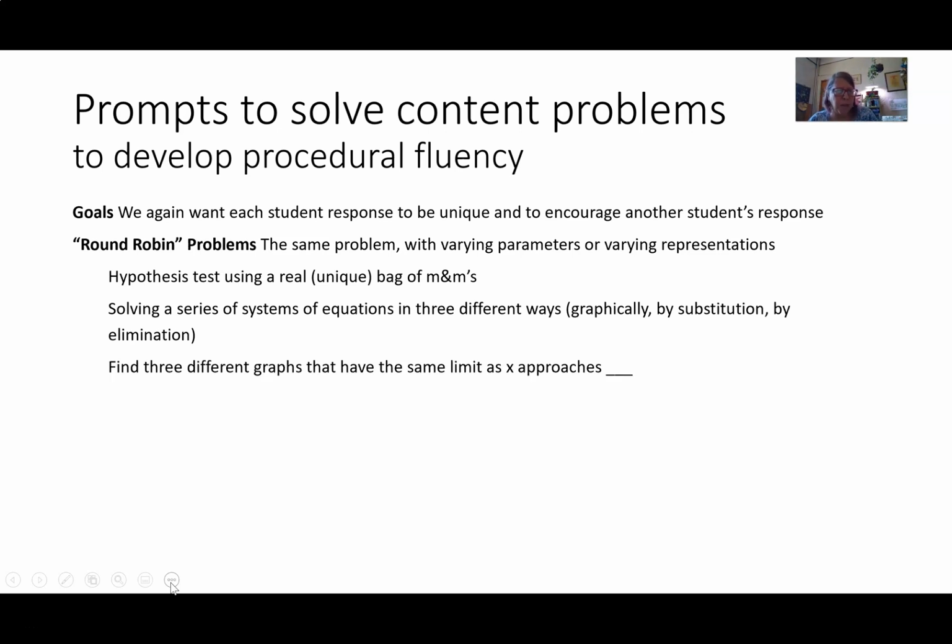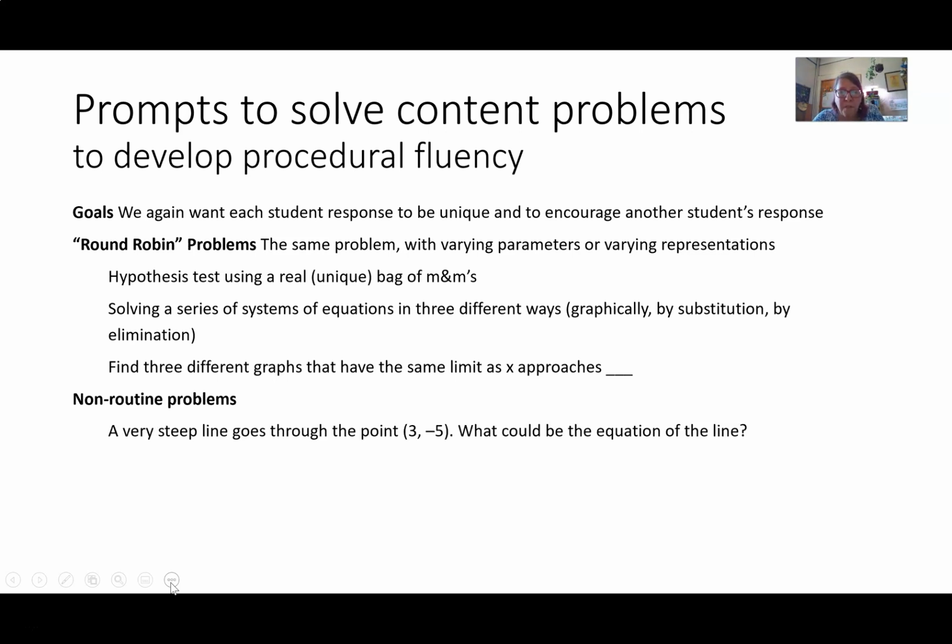And another one that's really nice from one of our responders was find 3 different graphs that have the same limit as x approaches blank. And you could put in a set of different numbers there, or have the students choose a number. Non-routine problems also are a great way to do this. A very steep line, I love that, goes through the point (3, -5). What could the equation be? And that gets some real discussion going.